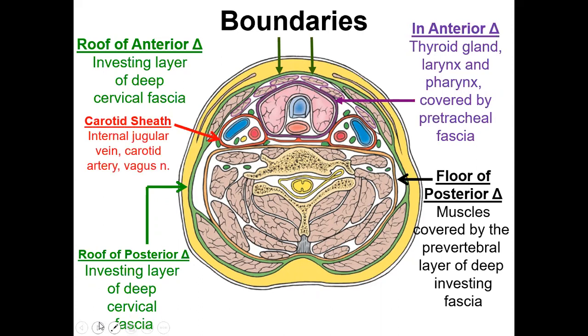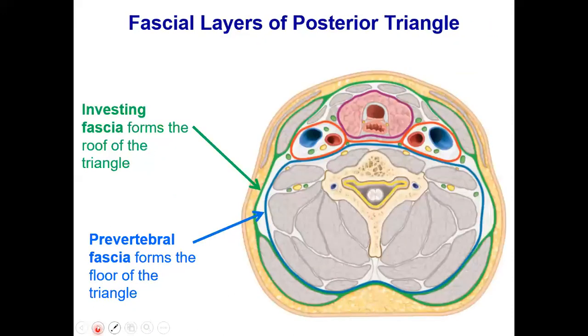Yep, we know we've gone over our carotid sheath, how it has the IJV, the common carotid artery, and our vagus nerve. IJV, common carotid, vagus nerve, and these are lymph nodes, carotid lymph nodes. That's what the green dots are. Okay. Fascia layers of the posterior triangle, which we talked about. So your roof is the investing fascia, and then your floor is the prevertebral.